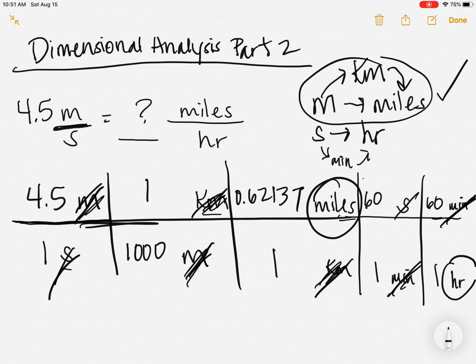So I'm going to take 4.5 and divide it by 1,000. I'm going to hit equals. And then everything else is in the numerator, so everything else will be multiplied. So then I'm going to take that answer that I had, which was 0.0045, and multiply it by 0.62137, multiply that by 60, and multiply that by 60. And I think I just hit a wrong button, so hold on.